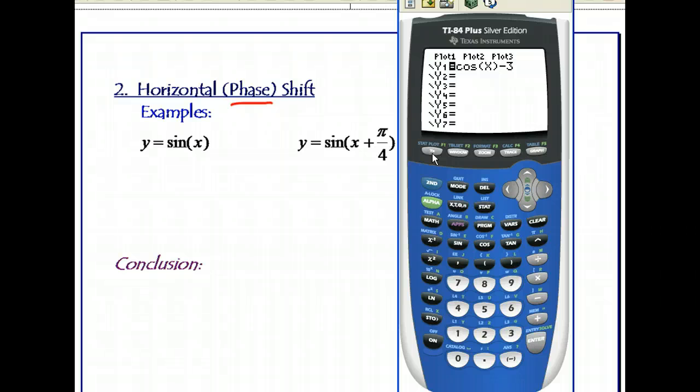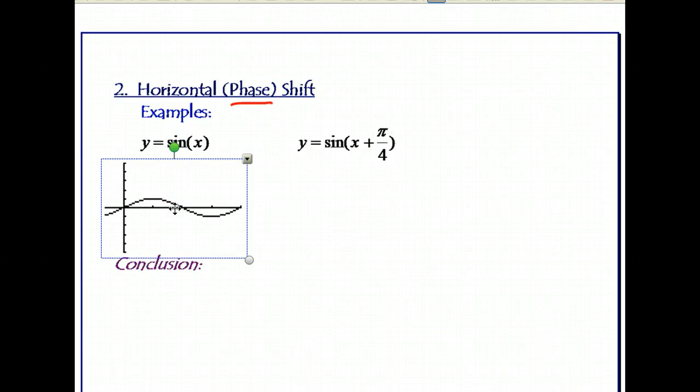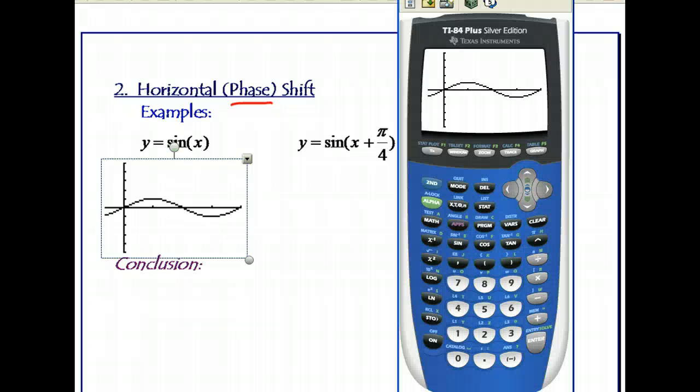So let's get a basic sine. Let's clear this function out. Basic sine of x graph. And again, we see that one that we're becoming very familiar with. This is our starting point. And now, let's take a look at inside the parentheses. Notice we want those to be inside. Sine of x plus, it's not 4, we want pi over 4.